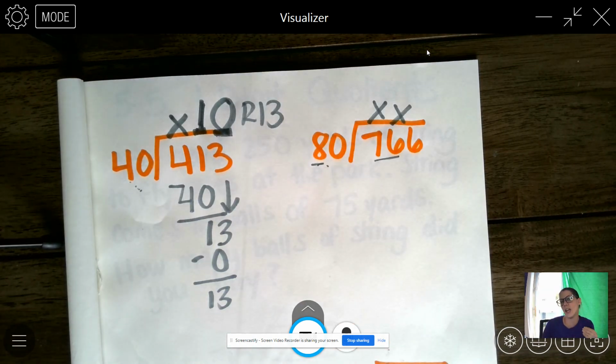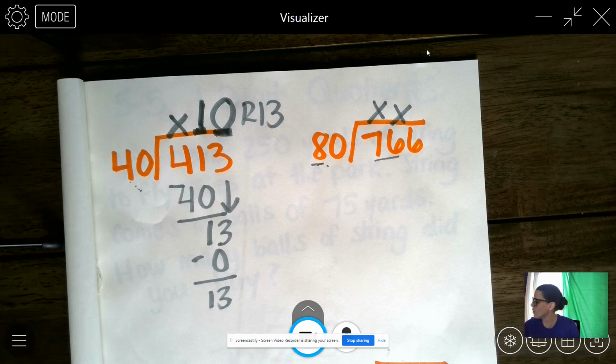So that's the Tackett method. I like to look at just that first digit of my divisor and then my first 2 digits of my dividend. So in your head, I want you to think about how many times can 8 fit into 76? 9 times, right? So 9 times 8 is 72.